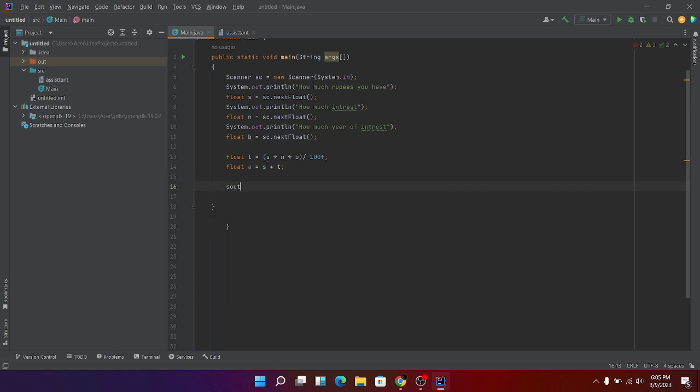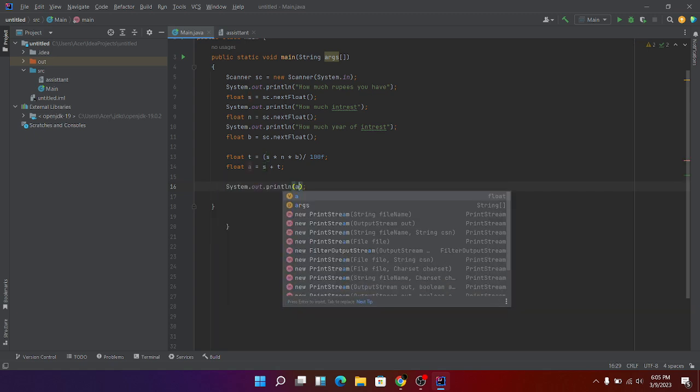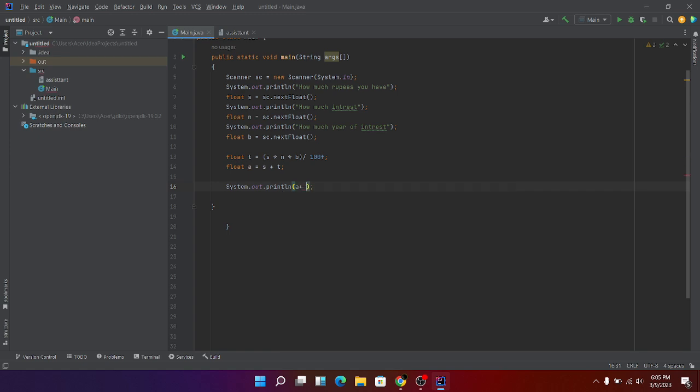So shout a plus the total interest is, plus the total interest is a.